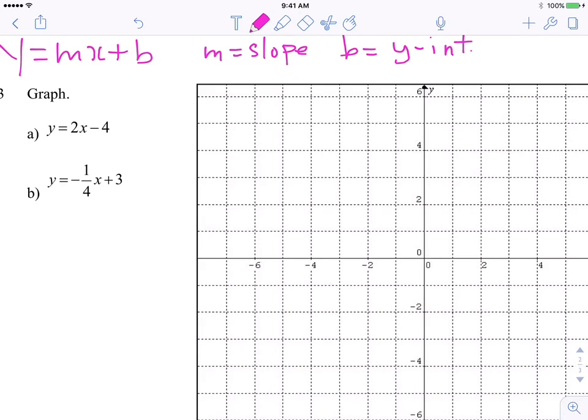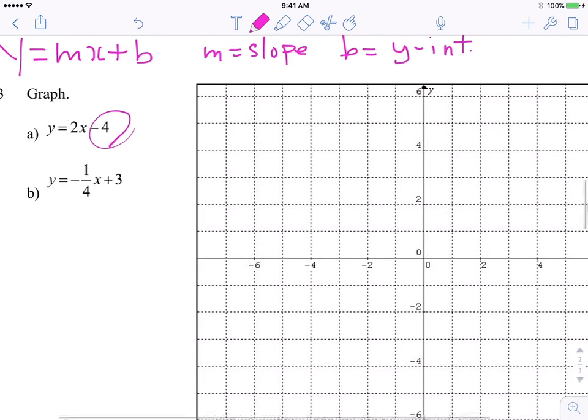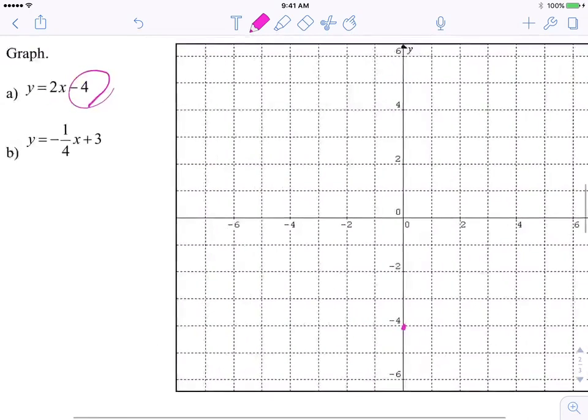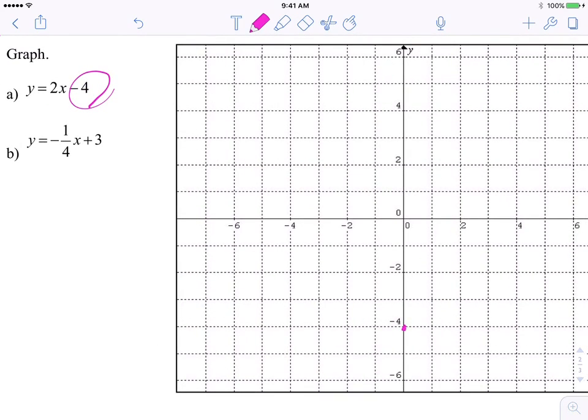In this case, we have a negative 4 for our y-intercept, so that's very easy to just plot that point. That's where it crosses the y-axis. The slope, on the other hand, is really 2 over 1. And we know slope is rise over run.